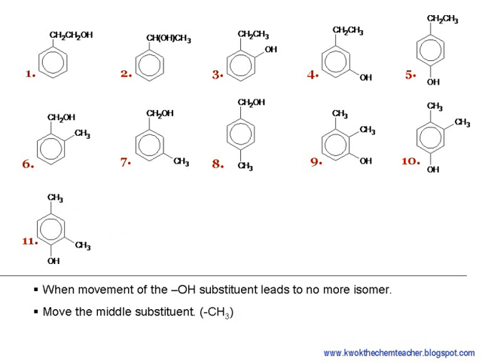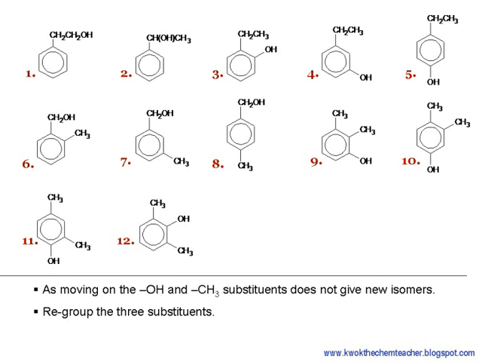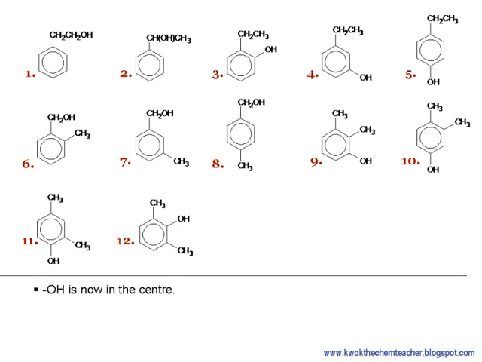Since moving the OH substituent leads to no new isomer, we'll move the methyl, or the middle substituent. Since moving the OH and methyl substituents does not give me any new isomer, we will regroup the three substituents together. This time round, the OH substituent is found in the center.